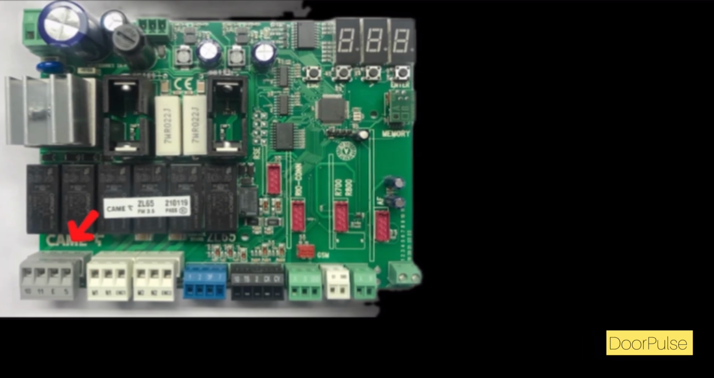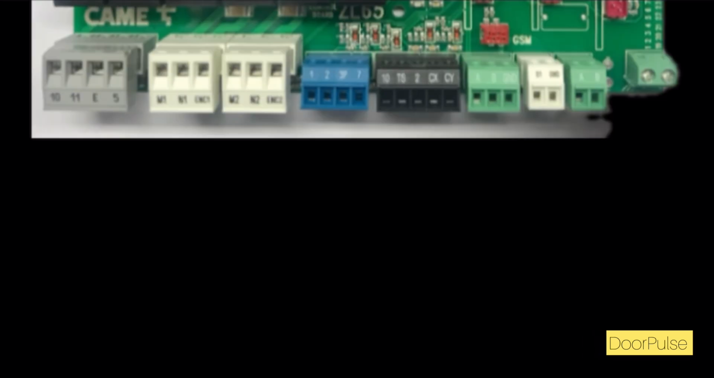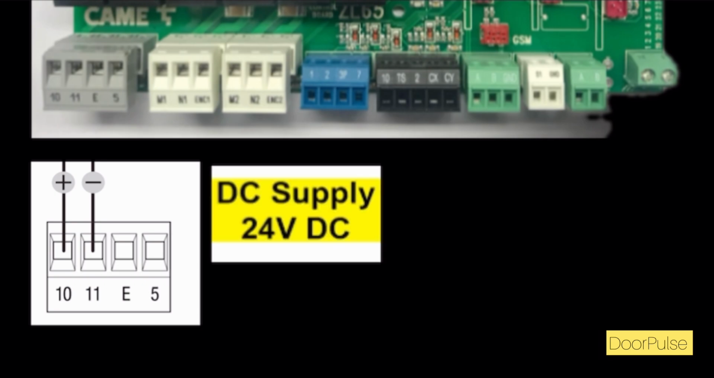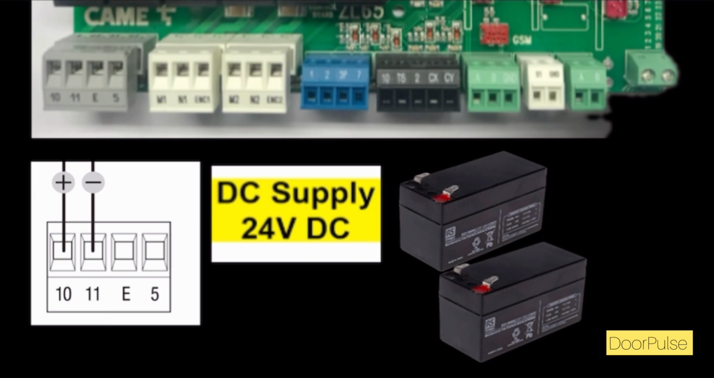Power supply output for accessories. The output normally delivers 24 volt AC. The output delivers 24 volt DC when the batteries start operating, if they are installed.